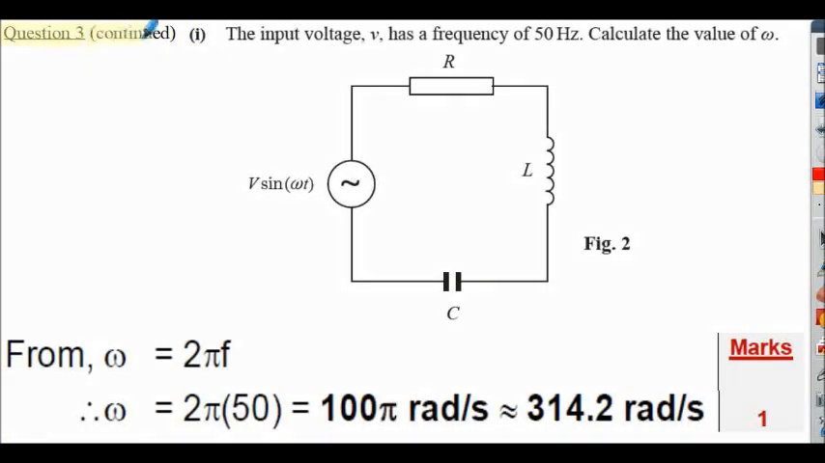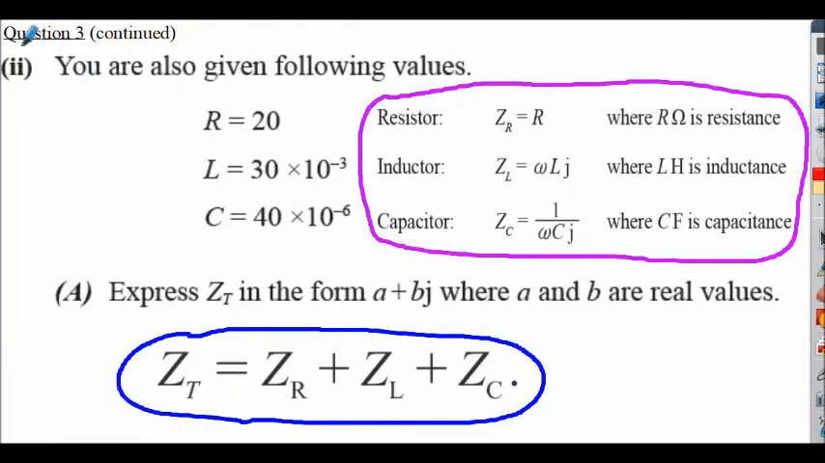Question 3, continued. Part 1 solution. So knowing the frequency is 50 Hz, we can calculate the omega: 100 pi radians per second, or approximately 314.2 radians per second. Question 3, part 2. Sub-question A here, we've got to express ZT in the form of a plus bj, or a plus jb.